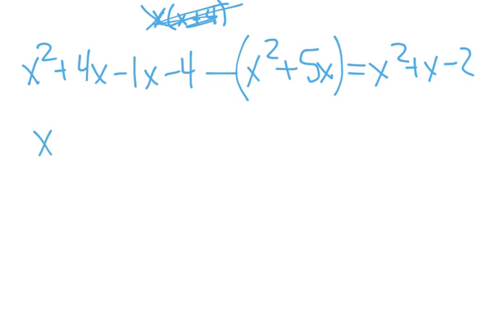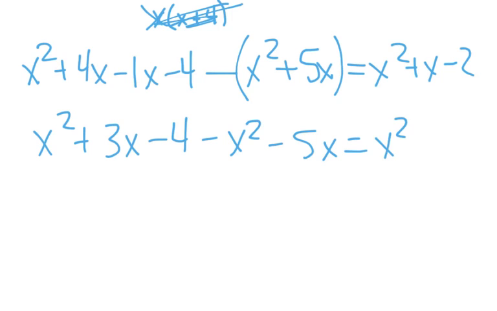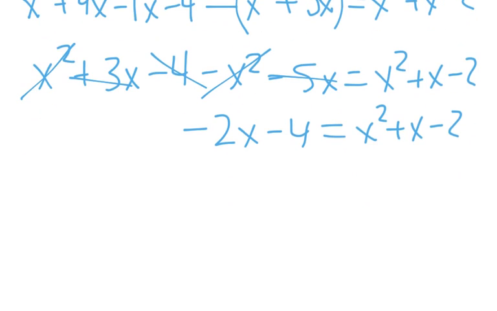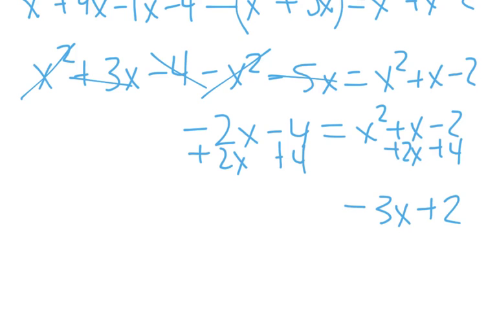Okay, so we'd have x squared plus 3x minus 4 minus x squared minus 5x equals x squared plus x minus 2. So x squared minus x squared on the left side would get rid of it. Positive 3x minus 5x would give us negative 2x minus 4. Now we need to get everything on the same side. Let's solve the quadratic. So add 4. So we get a positive 2. Add 2x. So we get a 3x. And then the x squared. And that all equals 0.